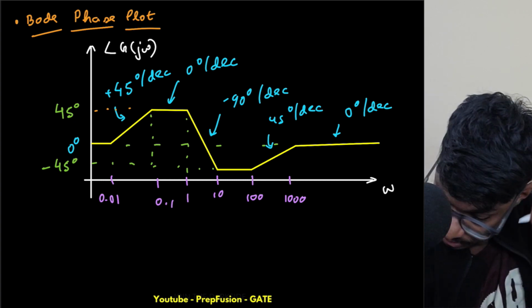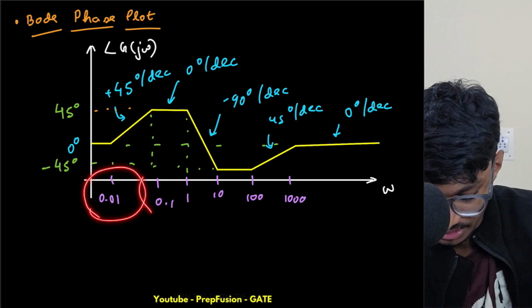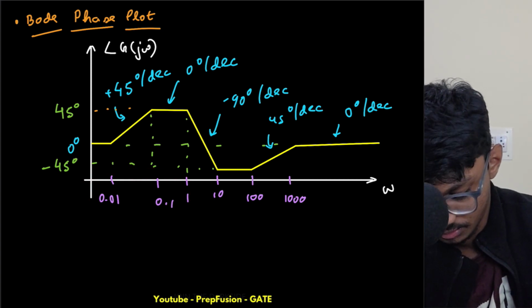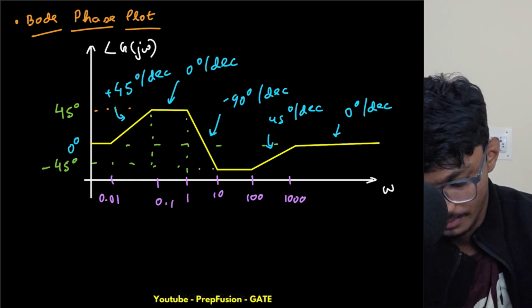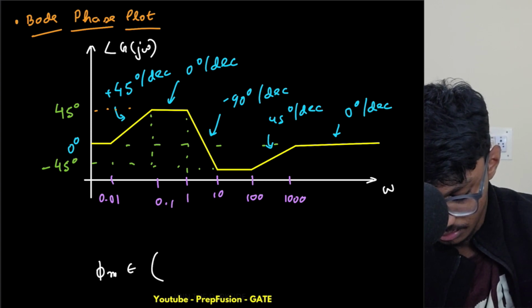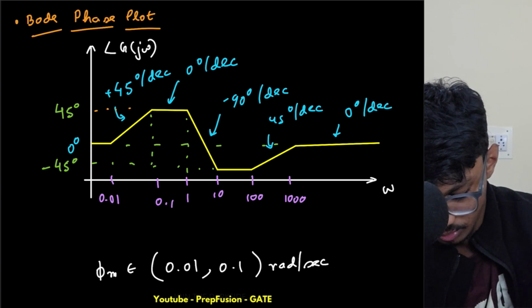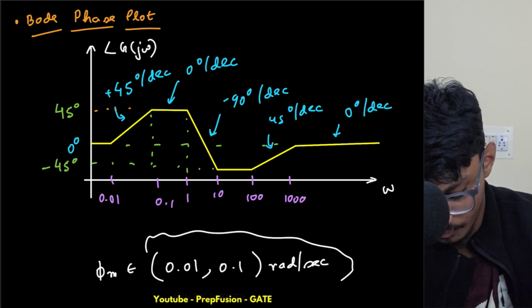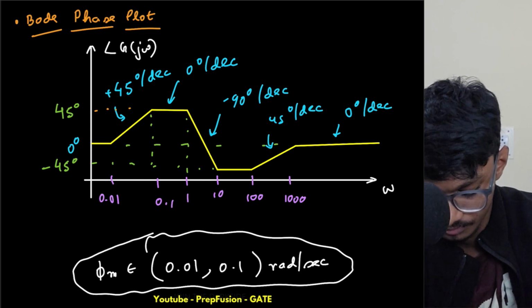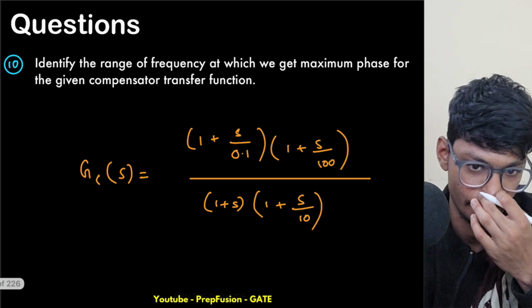So yeah, this will be the border part. So where is the maximum phase? Maximum phase is between this range, right? So the maximum phase phi m will lie between this point, 0.1 to 1 radian per second. Okay, so this will be my range for maximum phase. So this will be the answer, or else you couldn't have done it without approximation.